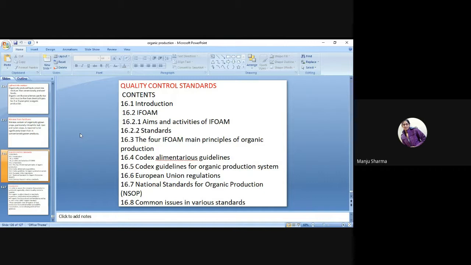So there are standards: the four IFOAM main principles of production, Codex Alimentarius Guidelines, Codex Guidelines for Organic Production System, European Union regulations, National Standard for Organic Production, that is NSOP, and common issues in various standards.